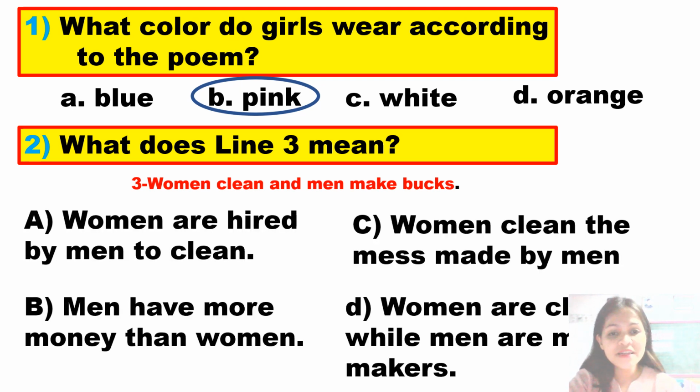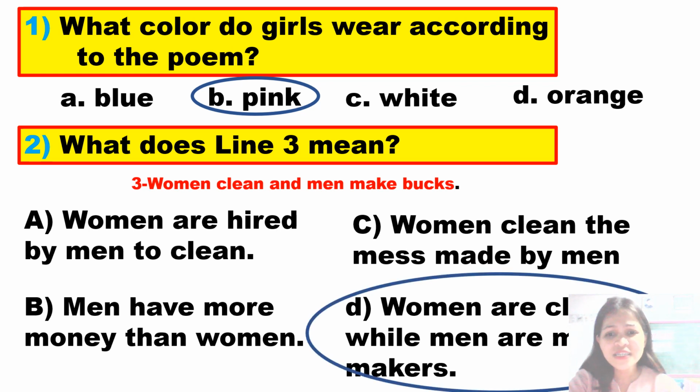A. Women are hired by men to clean. B. Men have more money than women. C. Women clean the mess made by men. Letter D. Women are cleaners while men are money makers. So what do you think is the answer? And the correct answer is letter D. Women are cleaners while men are money makers. Do you agree to that statement? Do you think it's biased or it is fair?